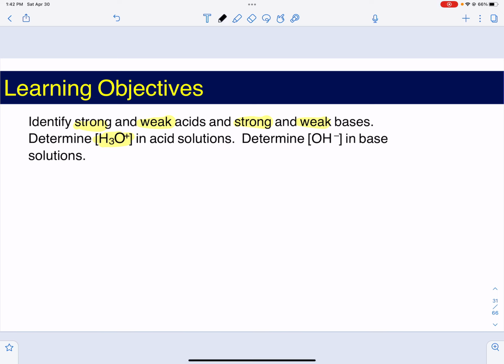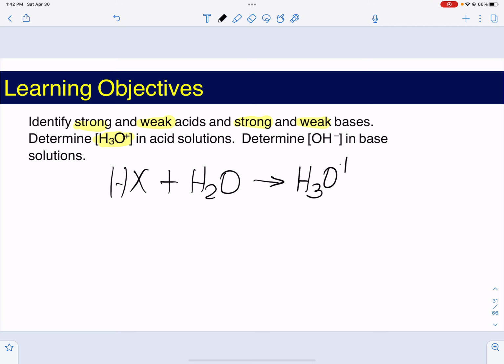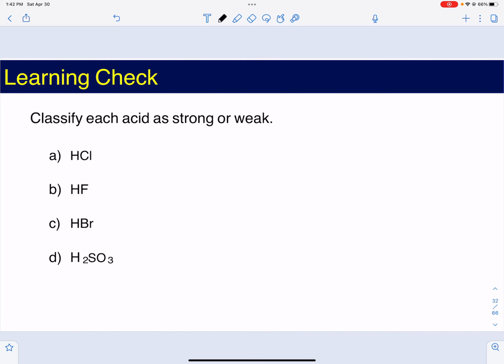Remember that when an acid behaves like an acid on the Bronsted-Lowry definition, it is going to donate a proton to the water, making hydronium. So the formation of hydronium tells us that we have an acid. The more hydronium we create, or the higher the concentration, the higher the molarity, the stronger the acid is. So let's see how we're going to do that here.